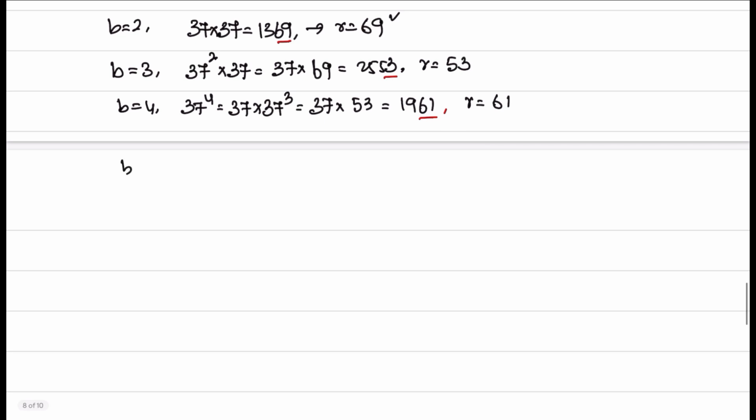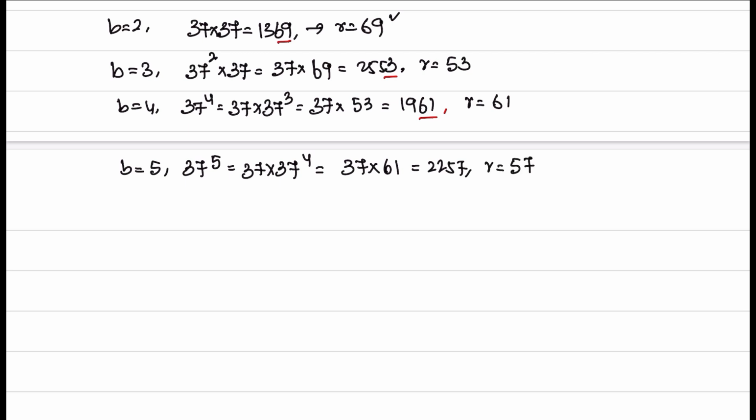Now, when b is equal to 5, 37 to the power of 5 is equal to 37 into 37 to the power of 4. 37 to the power of 4, already we have got 61 as the remainder. That means 37 into 61, last 2 digits, that is equal to 2257. What is the remainder when divided by 100? The remainder is equal to 57.